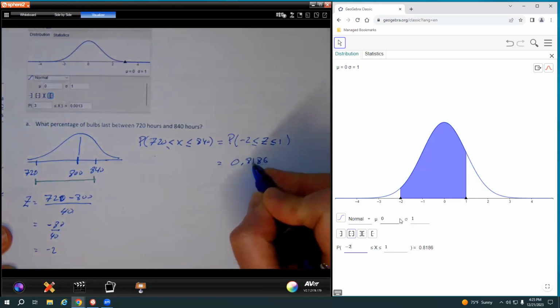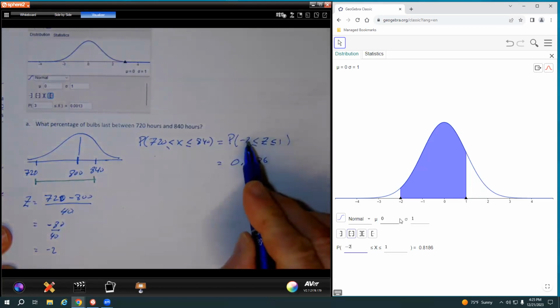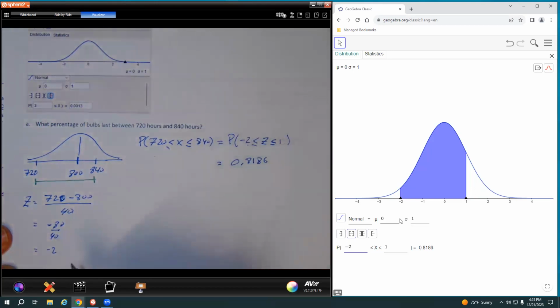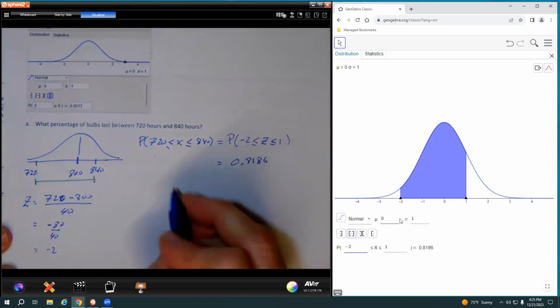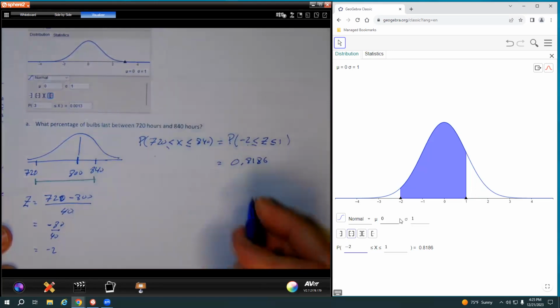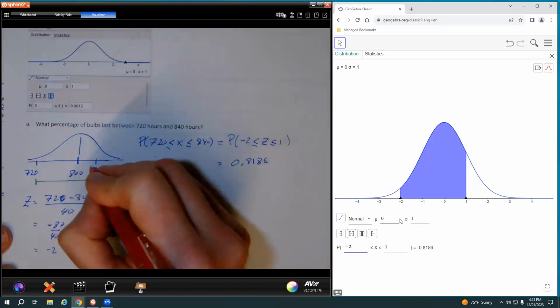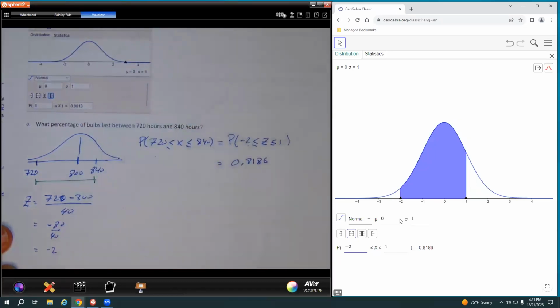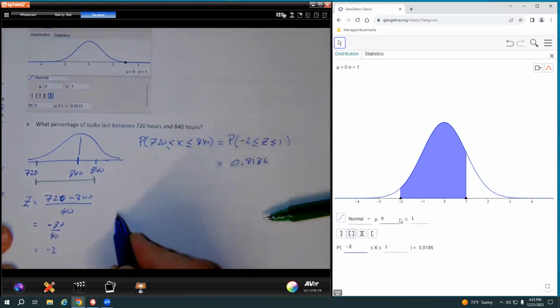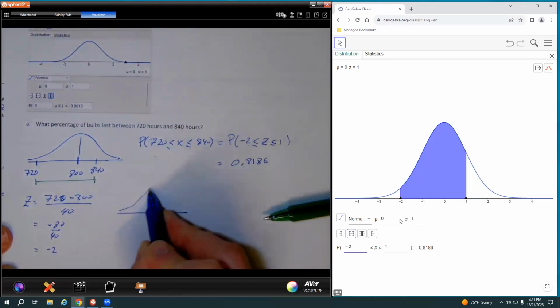0.8186. Okay, so this is a better approximation because these are exactly 2 and 1 standard deviations. I could use the 68-95-99.7 rule, but again, it is going to come out different. So I'm going to do this really quickly. If I use that rule, I just remind myself that this is 1 standard deviation. So really what I'm after is this in picture form.